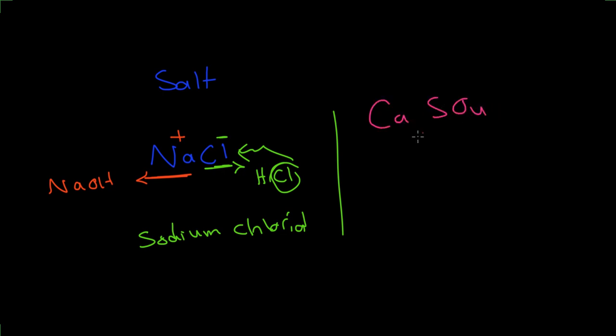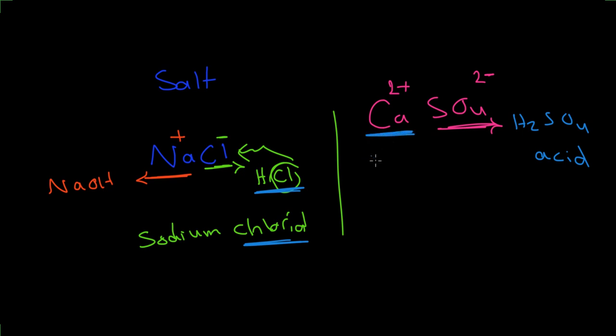Okay. Look at this example. Calcium sulfate. Calcium is plus 2. Sulfate is minus 2. So this part came from what? Came from H2SO4. Came from an acid. Chloride came from hydrochloric acid, and this one came from H2SO4. What about calcium? It is a metal, it came from a base. So salt is an ionic compound.